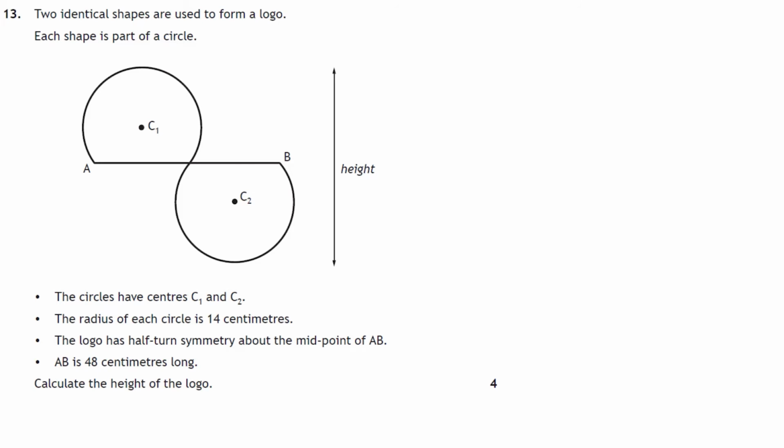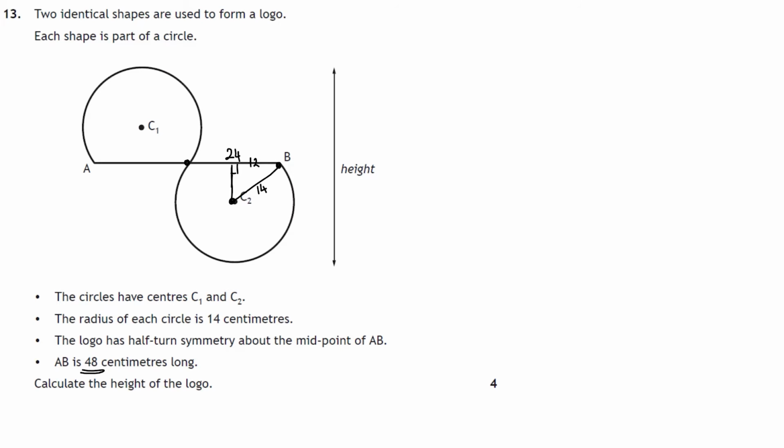I'm going to put some information in. So it tells us A to B is 48, so that means from here to B is going to be 24. I'm just going to use the bottom circle, you can use the top one, they're identical. It tells us the radius of each circle is 14, so that's the distance from the middle to the outside. And if we look at this carefully, we can make that right angle triangle. As in one of your Pythagoras questions, this distance here would be 12, because again that's half of the 24.